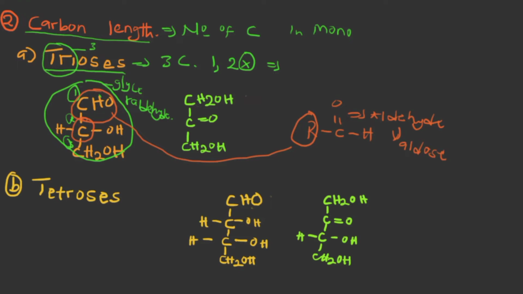So this second example you are seeing is called dihydroxyacetone. Okay, and it also has 3 carbons, 1, 2, 3. But there is something really interesting. Look at this structure.